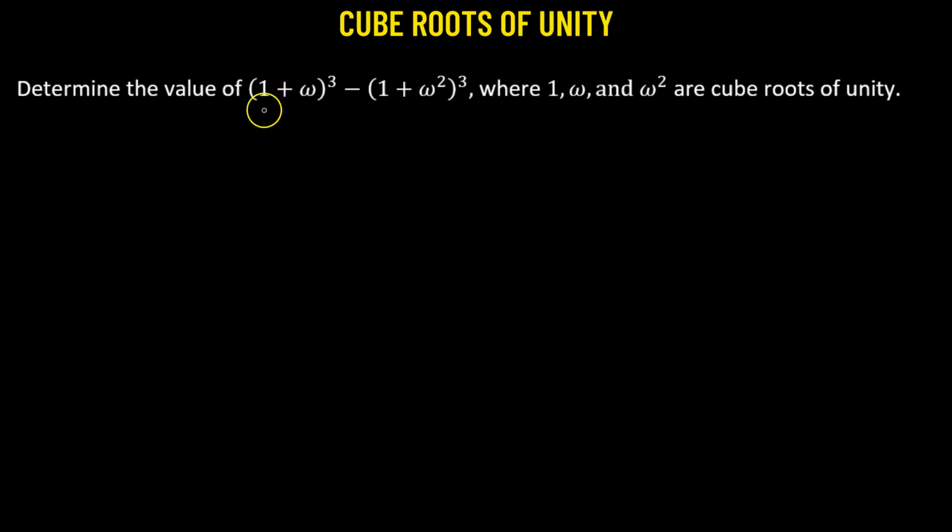Let's determine the value of this given expression: (1 + ω)³ − (1 + ω²)³, provided 1, ω and ω² are cube roots of unity.